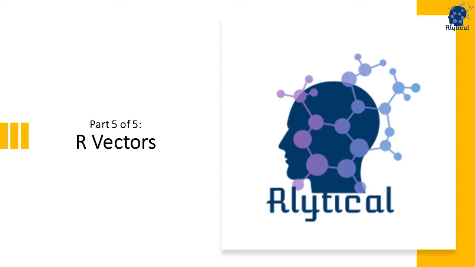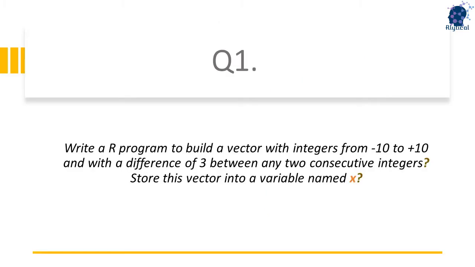In the previous 4 parts, we explored numerous concepts about R vectors. In this final part, we will put all of that knowledge to test by structurally solving 11 questions involving vectors. It is very much possible that you might be asked one of these questions in a written test or in a technical interview round. Let's read the first question.